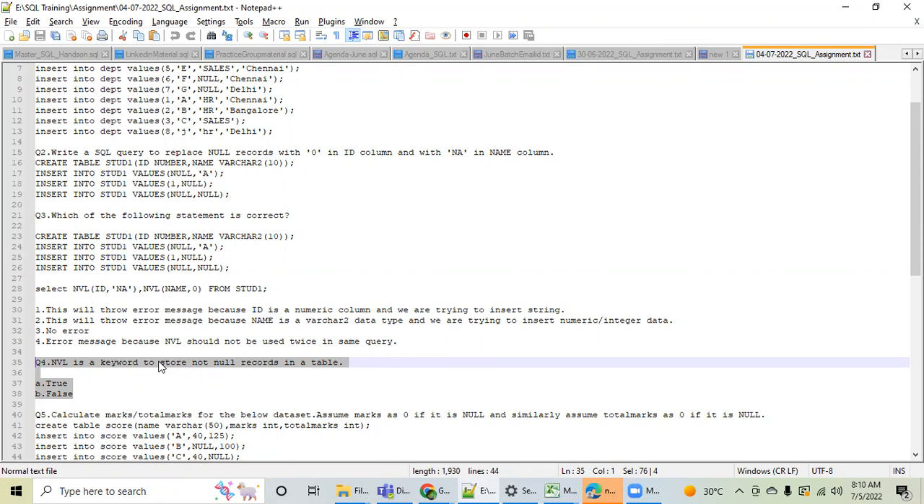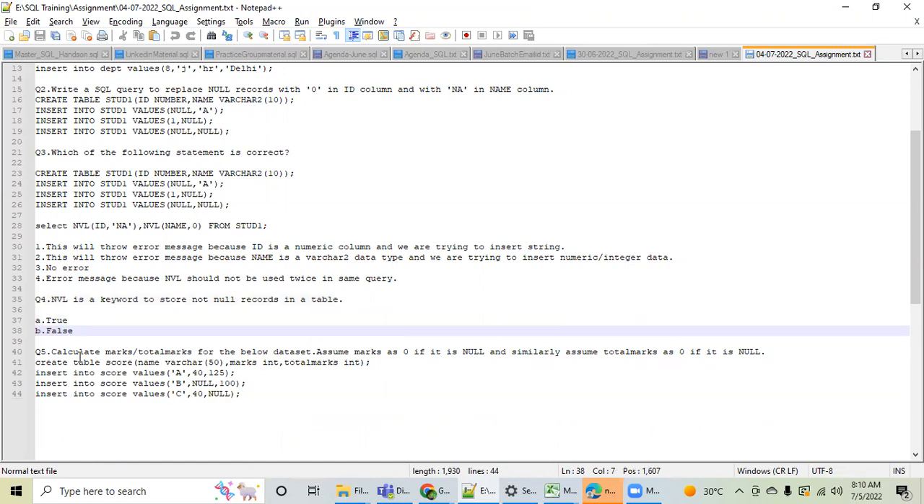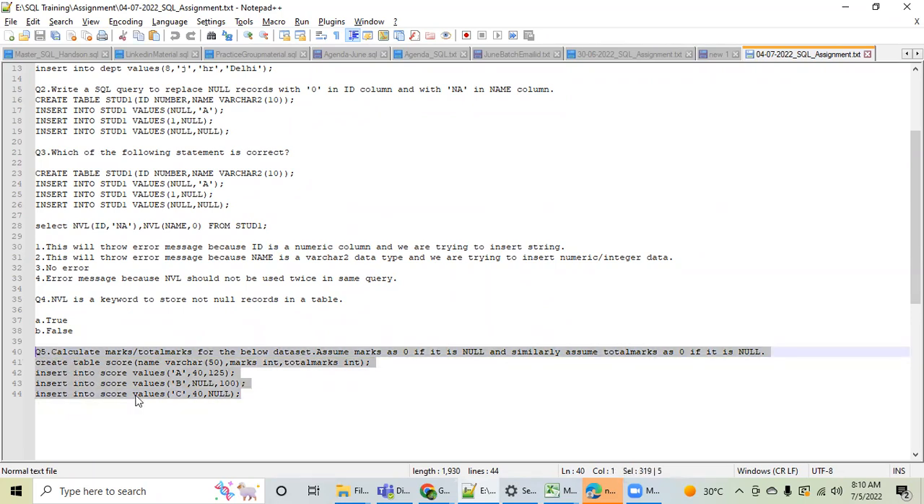If you remember, yesterday I showed you that this is for display purposes only. Again, if you execute select star from that original table, you are still getting null. Why? Because NVL is not storing anything. It is just displaying it. That is why this statement is false. Okay. Next question. Question number 5. Calculate marks by total marks for the below data set. Assume marks as 0 if it is null. I think most of you have done it correctly. Anyone who has a question here? Any doubt?